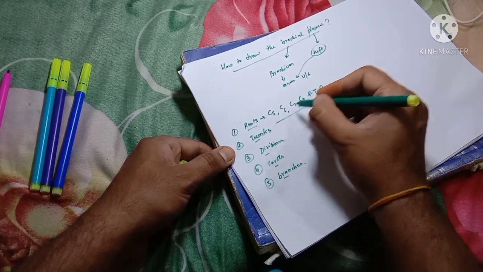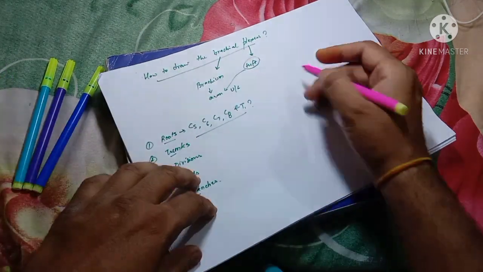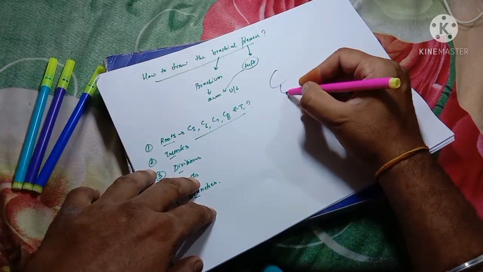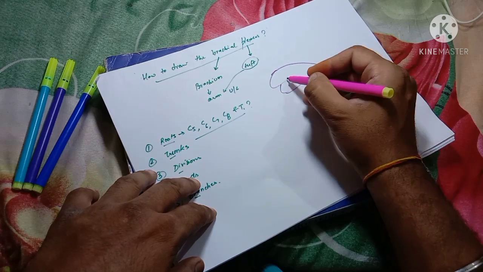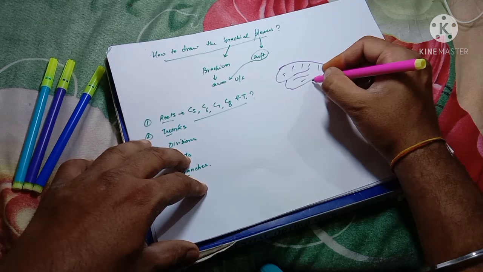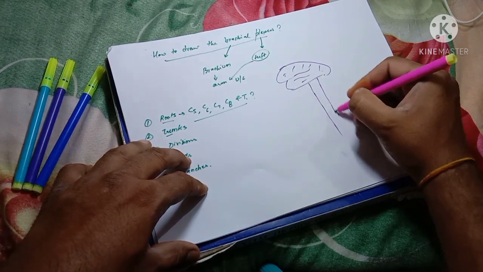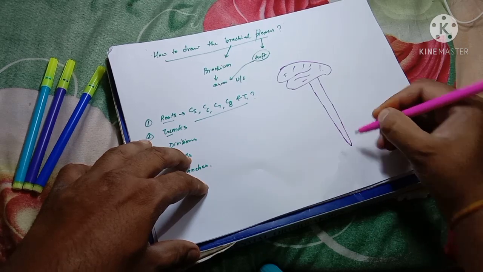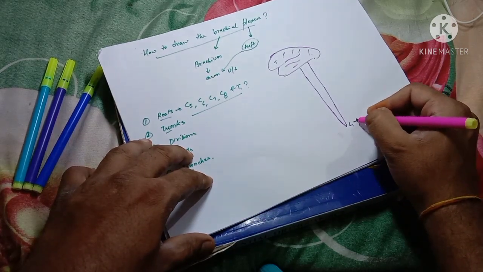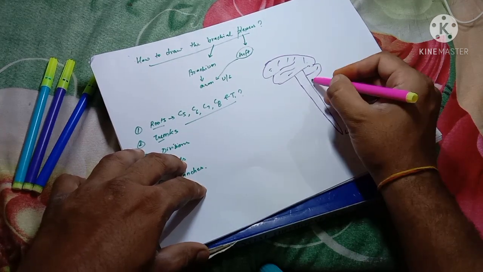ये होता क्या है C5, C6, C7, C8, T1? You people all know we have a higher controlling center. This is called as the brain, है ना? And below we have the spinal cord, isn't it? Below we have the spinal cord till the level of lower border of L1 or the upper border of L2, and we have the cerebellum here.